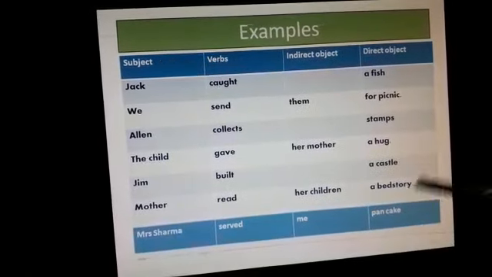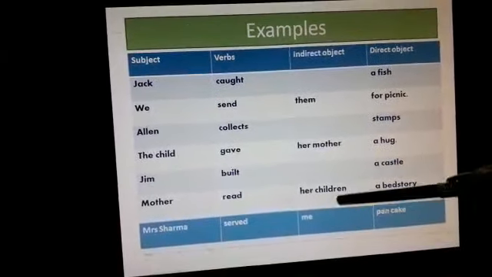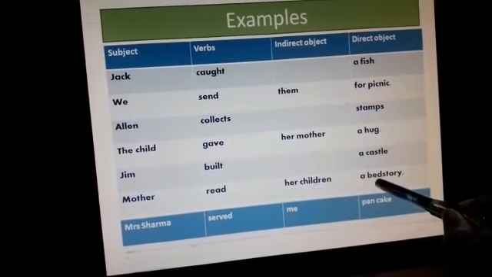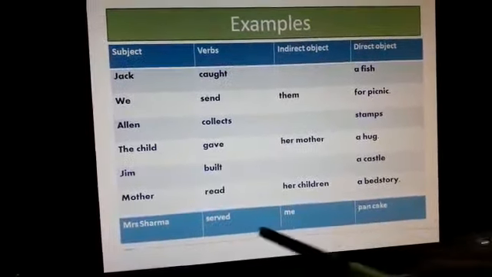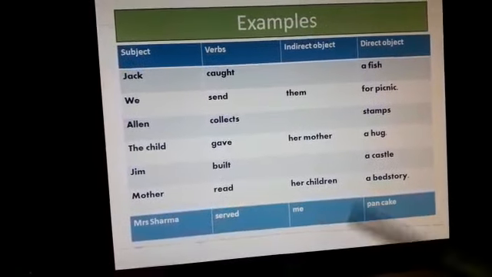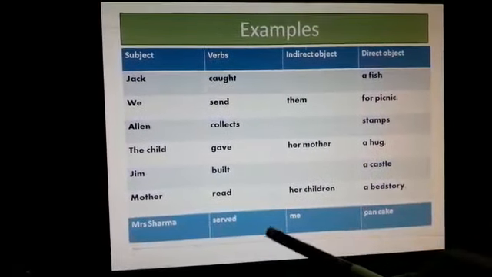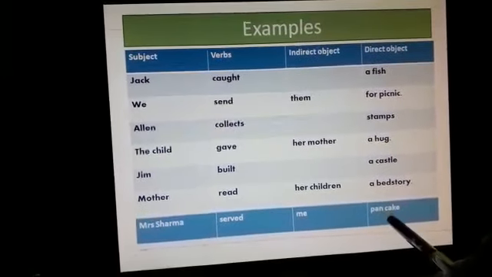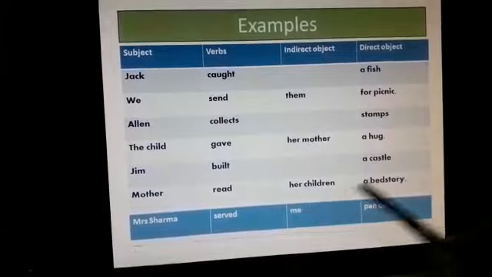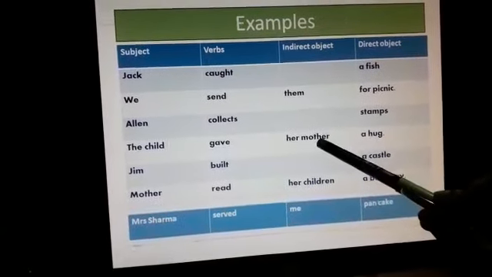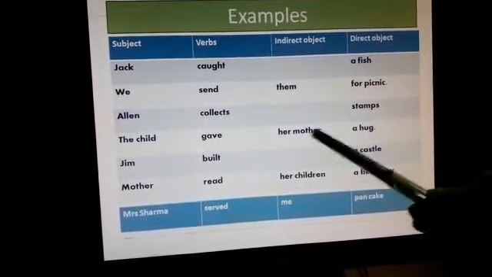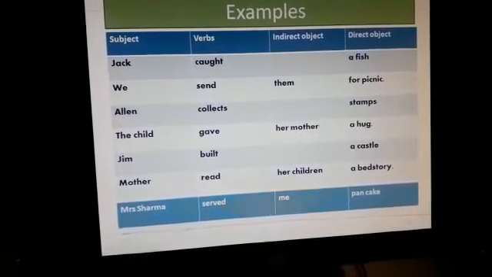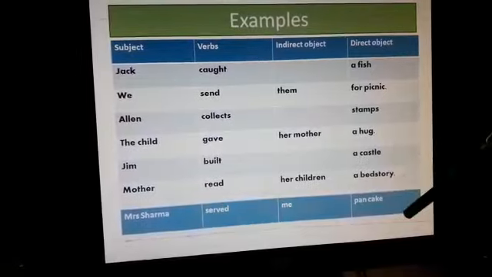Mother read her children a bed story. For whom did mother read? Her children. So this is the indirect object. This is the direct object. Mrs. Sharma served me pancake. Whom did Mrs. Sharma serve? She served me. So this is a pronoun here and this is the indirect object and this is the direct object. Wherever there are two objects, one is an indirect object and the other one is a direct object. I hope you have understood with these examples clearly.